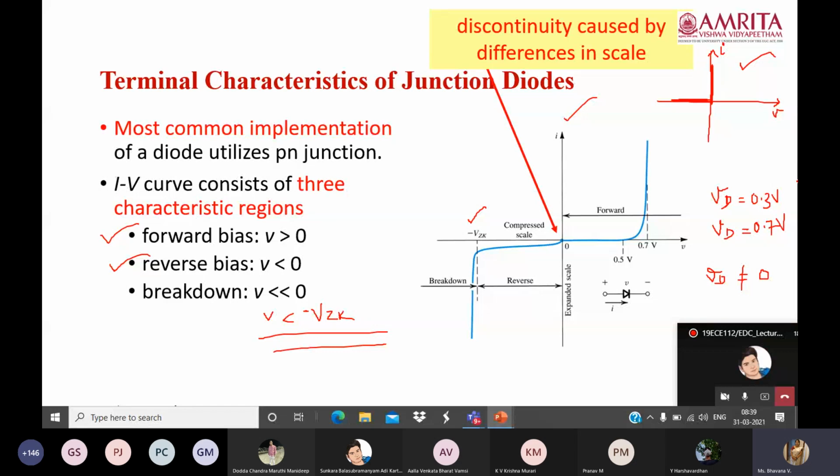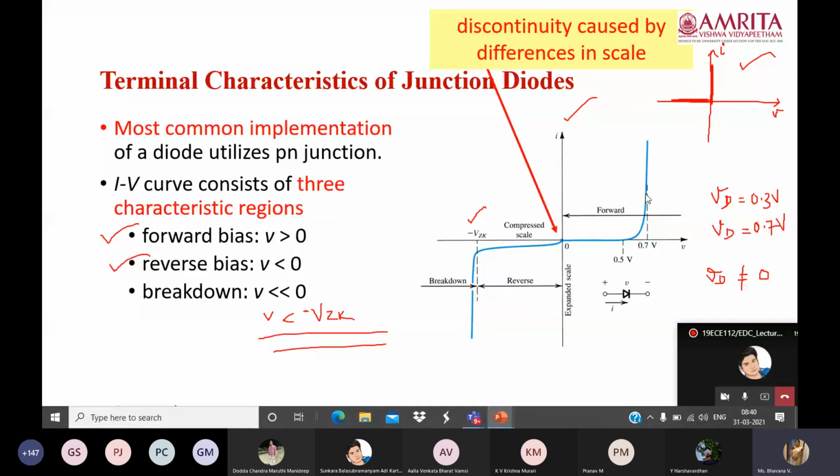Hope you have completed the sketching part. Take down the IV characteristic curve. The IV characteristic curve of the junction diode consists of three distinct regions.